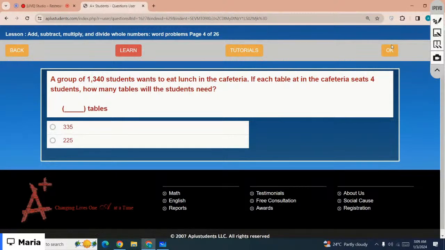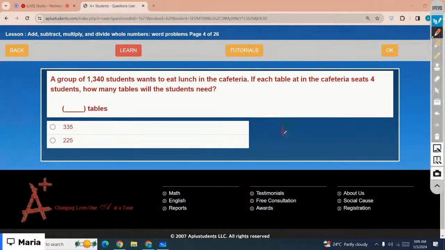So here you are given the total students are 1,340. On each table 4 students can sit, and you have to calculate how many tables you need. So obviously you have to divide 1,340 by 4, because you need to calculate the total tables required, right? So 4 times 3 is 12, 4 times 3 is 12, and 4 times 5 is 20. Very good. The correct option is option number 1.